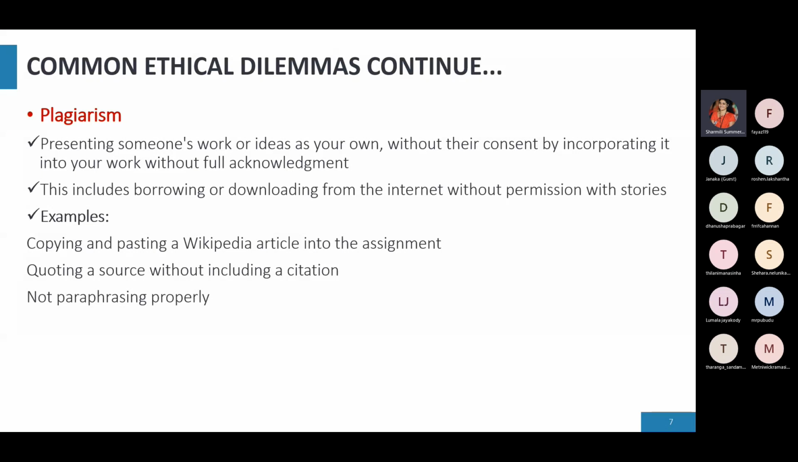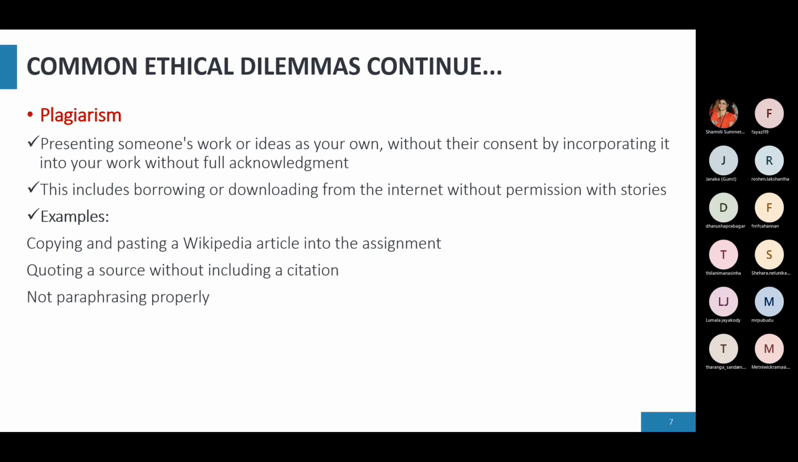It is a moral thing. It's a good thing. But without a citation, without any quoting, if you just take from the article and copy paste it, then it is not a moral activity. It is stealing, immoral, plagiarism. Okay, so the second common ethical dilemma is plagiarism.